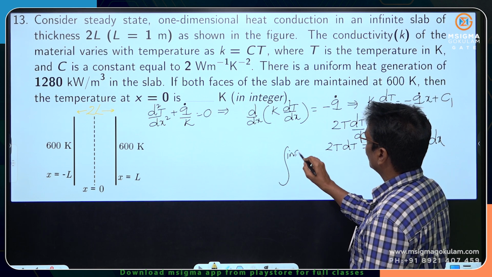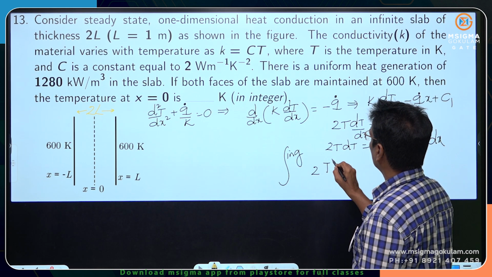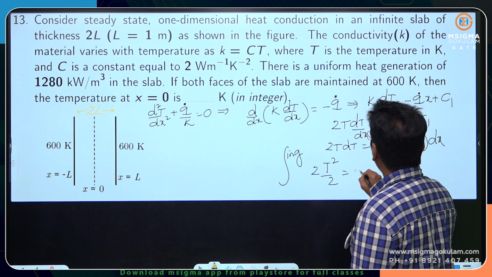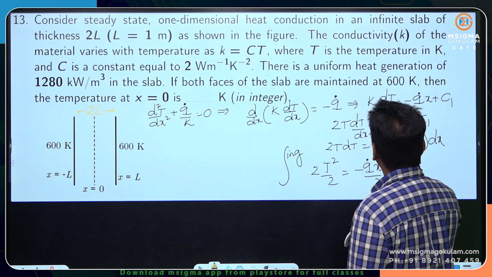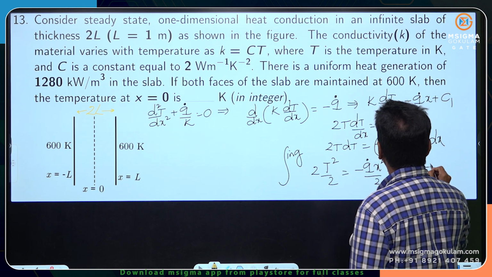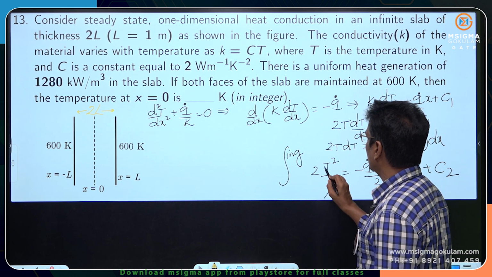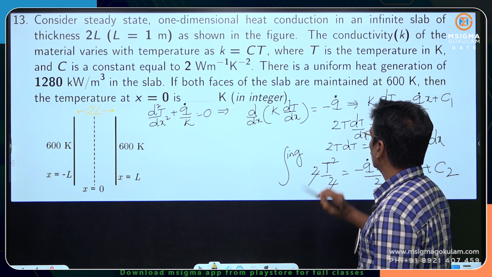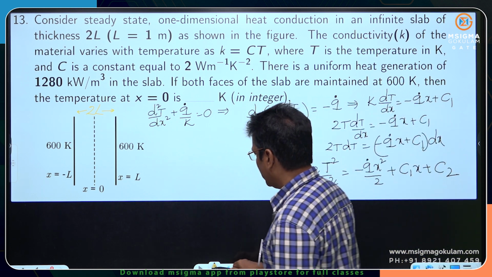Integrating, we get T square by 2 equals minus q dot x square by 2 plus C1 x plus C2. This 2 will get cancelled. So we have C1 and C2 to be obtained, and we have the two boundary conditions.